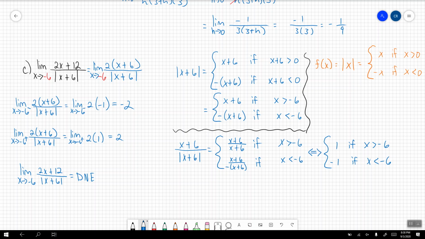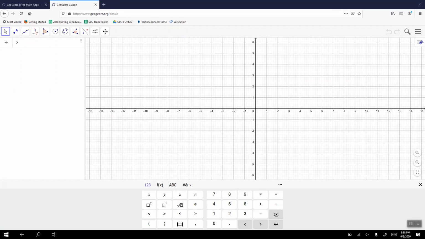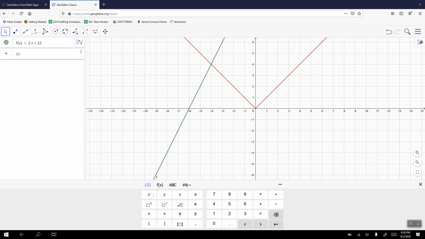Now, if you wanted to see this graphically, we can definitely view this graphically. For that, I'm going to use my friend Geogebra. So follow me along to Geogebra. All right, so here we are on Geogebra. And what I'm going to do is use that quantity 2x plus 12. And again, that's my numerator. And then I'm going to use my denominator. My denominator is going to be the absolute value of x plus 6.